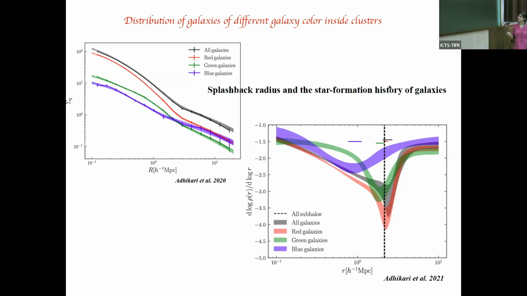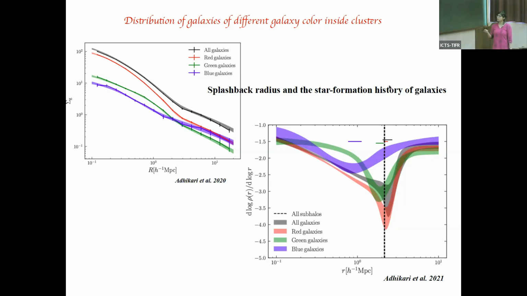So one of the things that we found is when we look at the distribution of red galaxies around clusters, we see this sharp dip in the outskirts, whereas when we look at blue galaxies or green galaxies, we essentially see that the minimum of the slope is either shifted to a much lower radius, or essentially we don't see a splashback-like feature.